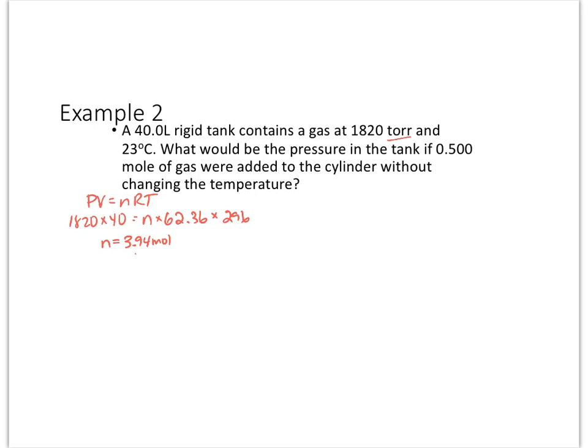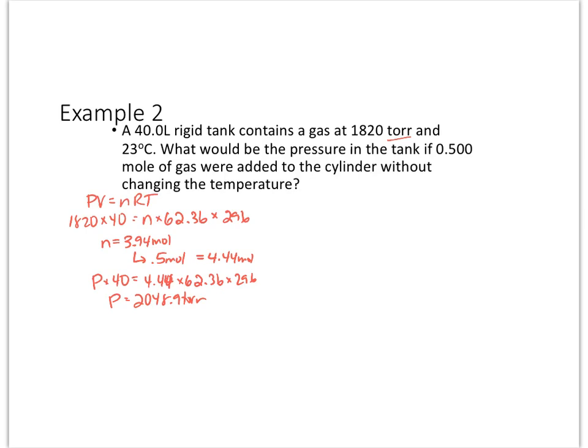Okay? Then it says I added another 0.5 moles. It doesn't tell you what the gas is, but it doesn't matter. So now I have 4.44 moles of gas in total, and then I could do PV equals nRT again to get my new pressure. PV equals n, 4.44, R, 62.36, T, 296, where now my pressure is 2048.9 torr. Okay, so that's one way to solve this problem.